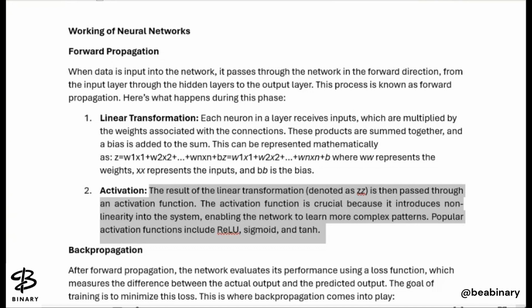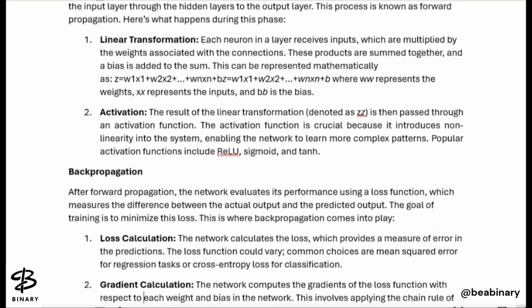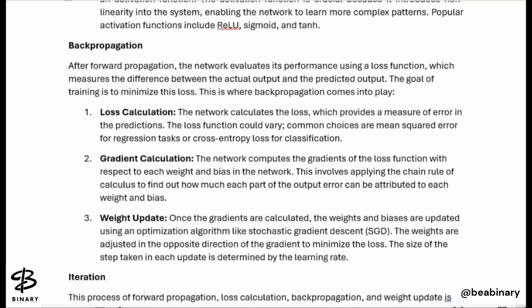Another working of a neural network is backpropagation, where after the forward propagation, the network evaluates its performance using a loss function, which measures the difference between the actual output and the predicted output. We have discussed this in yesterday's lecture also. The goal of training is to minimize the loss, right? We have talked about it in the utility problem also, when we are talking about learning by problem solving, and in parameter adjustment also.